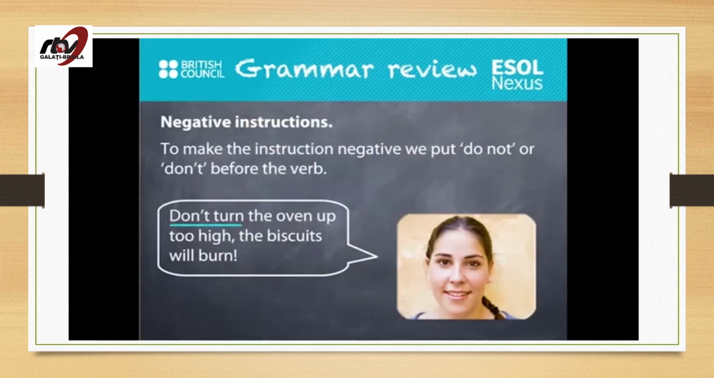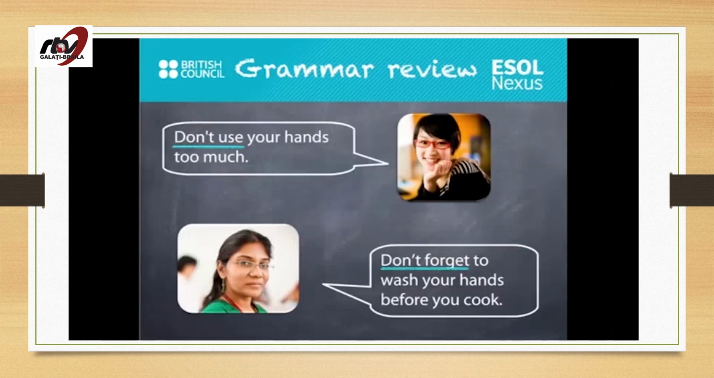Negative instructions. To make the instruction negative, we put do not or don't before the verb. Don't turn the oven up too high, the biscuits will burn. Don't use your hands too much. Don't forget to wash your hands before you cook.